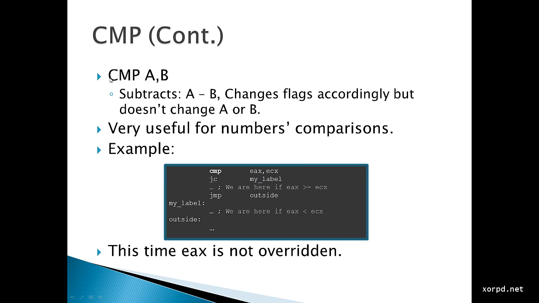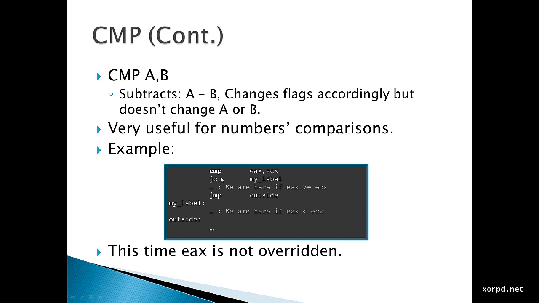The signature or the arguments of the compare instruction look like this. We always have compare and then two different values. We call them here A and B. Strictly speaking, the compare instruction subtracts A minus B, changes the flags accordingly, however it does not change A or B. As we said earlier, it is very useful for numbers comparison.